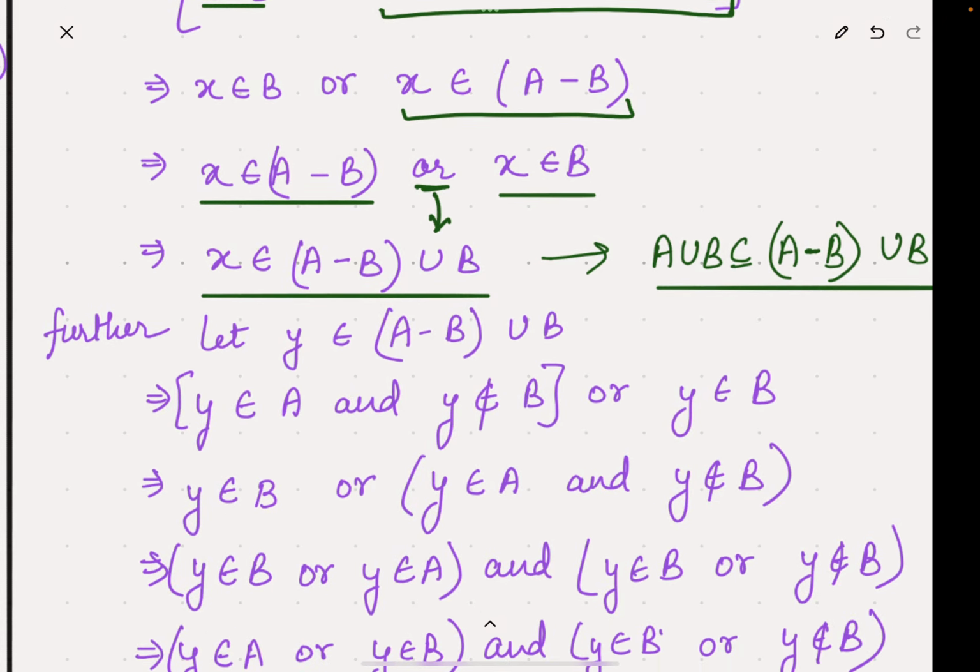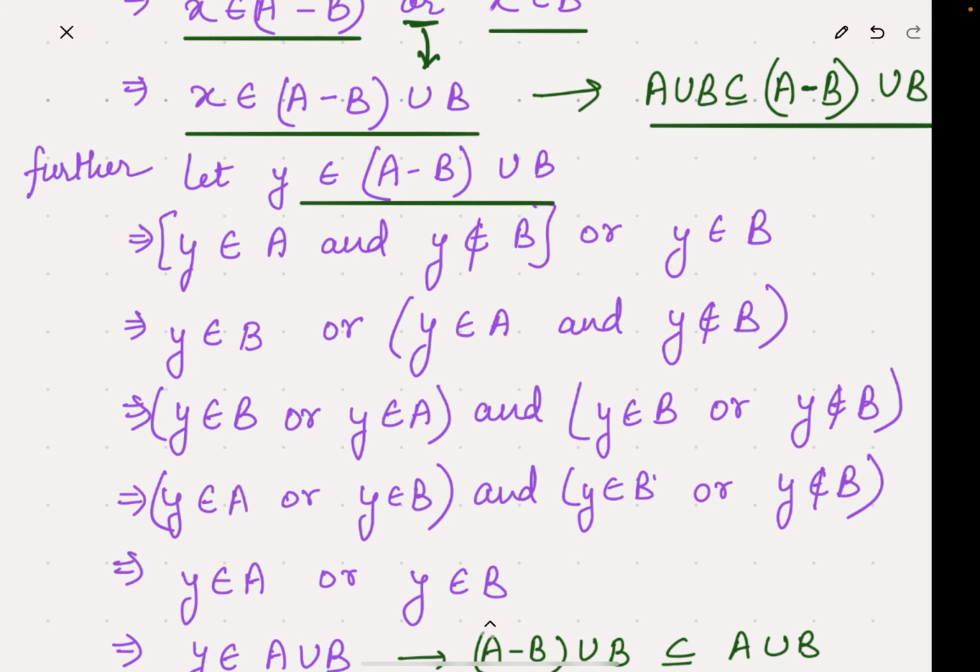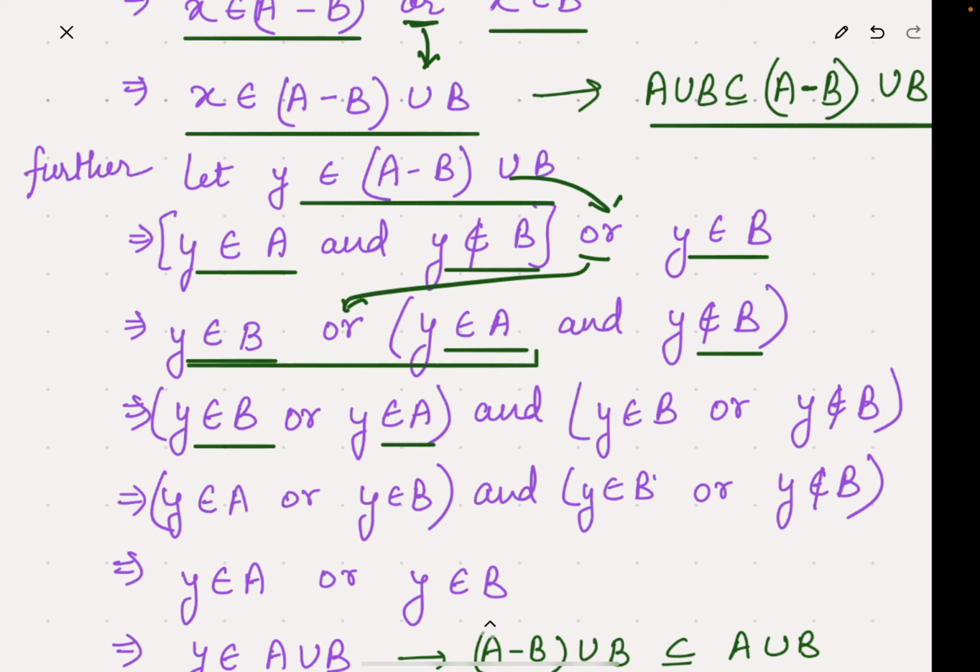Again take another element that belongs to the RHS. This is the RHS. So just open up this bracket. We can write Y belongs to A and Y does not belong to B, or, for union, or, and Y belongs to B. So just swap the sequence. We write Y belongs to B, or Y belongs to A and Y does not belong to B. So open up the bracket. Y belongs to B, or take this as one bracket, and in another bracket take Y belongs to B or Y does not belong to B.